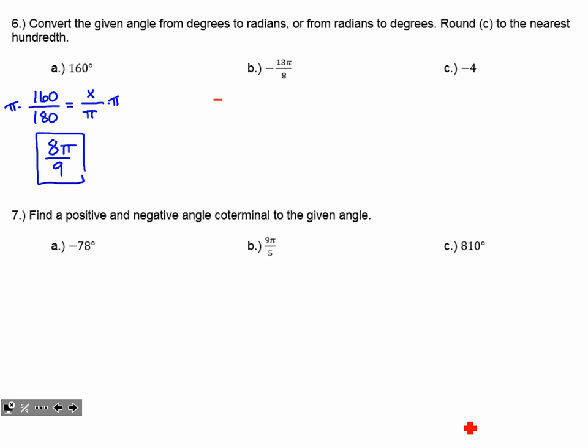For letter B, here I've got negative 13 pi over 8. That's my angle out of pi. That equals some number of degrees out of 180. And to solve for x, here I'd multiply both sides by 180. All right, so what's happening over here? There's quite a bit going on. I've got negative 13 pi over 8, and then to divide by pi is like multiplying by its reciprocal, 1 over pi. Essentially, it just cancels the pi out of the entire operation. Okay, and then can't forget I'm multiplying by 180.